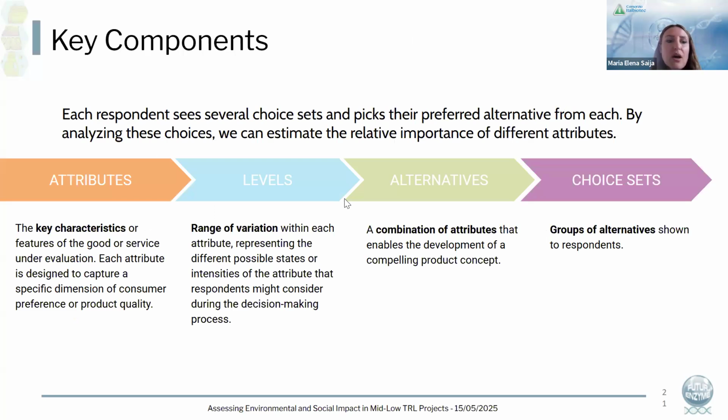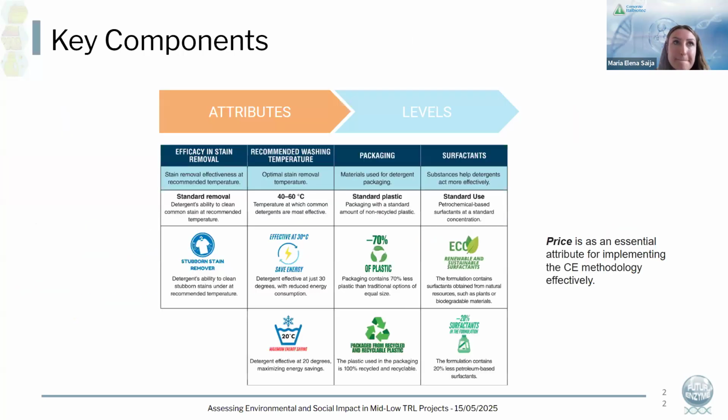Next, please. Okay, so in this slide, I just want to summarize the main components of the choice experiment study. Next. Okay, so we start with the attributes. The attributes are the key characteristics or features of the good or service under evaluation, so the service that we want to study and analyze in our study. Each attribute is designed to capture a specific dimension of consumer preference or product quality.